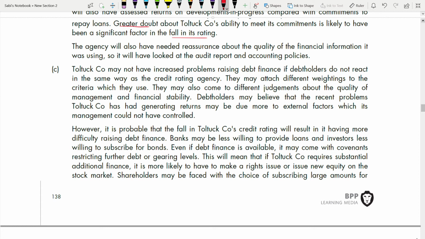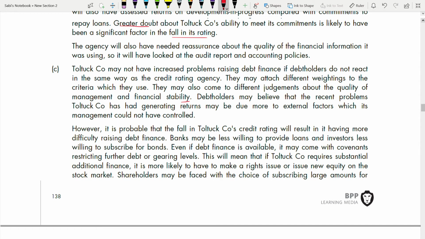They may attach different weightings to the criteria which they use. They may also come to different judgments about the quality of the management and financial stability. See, no two people might have the same view, right? The credit rating reduced from double A to triple B. For some, it might be good. Some might think it's not much different. Some might think it's very bad. So it is the same situation only. Credit ratings reduced, but different people might have different opinions, based on their judgments, how they view the quality of management and how they view the financial stability.